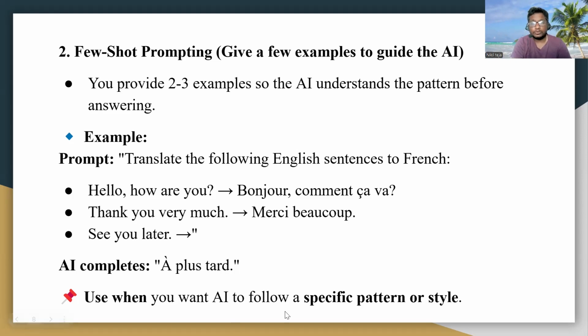Use it when you want AI to follow a specific pattern or style. Like if you give two, three examples, now it will understand the pattern. It will be understanding the format, and will be giving the response in that pattern and in that format only. So this is few shot prompting. Like you will be giving few examples, few shots, so that you can train the AI or you can guide the AI to give the response in that format only or that pattern only.